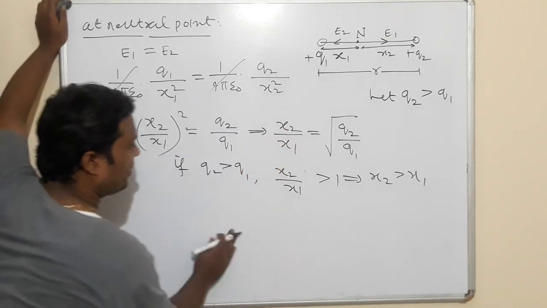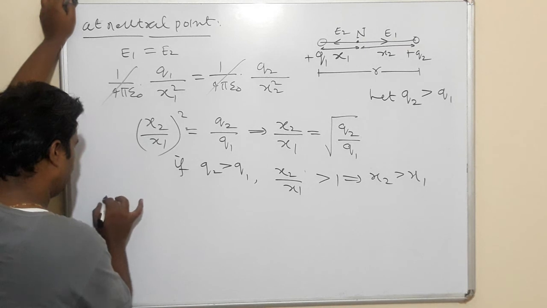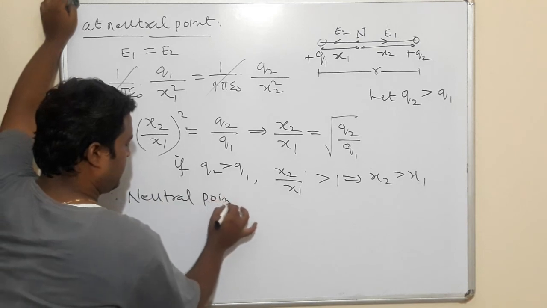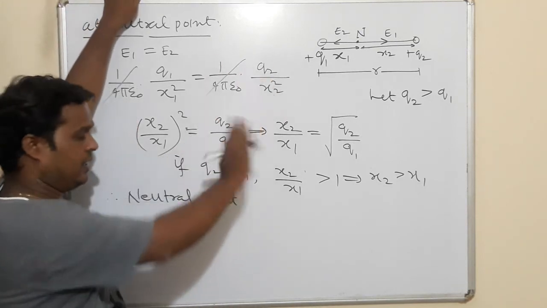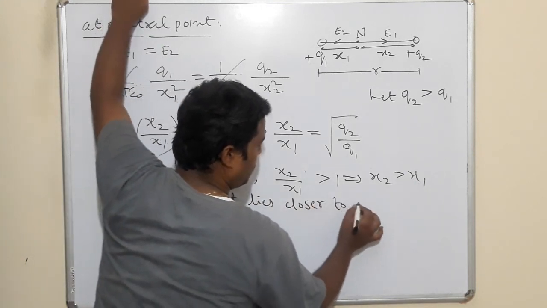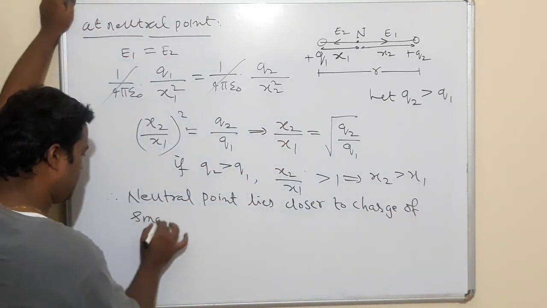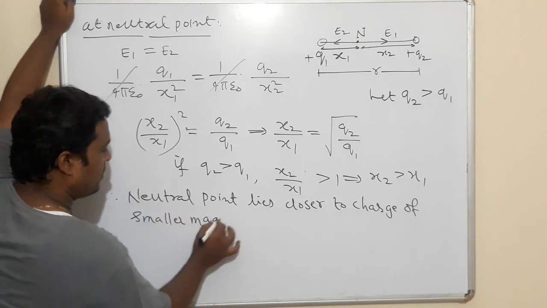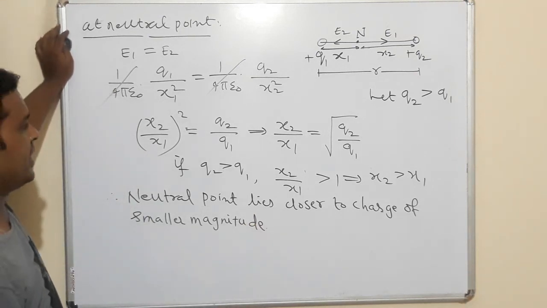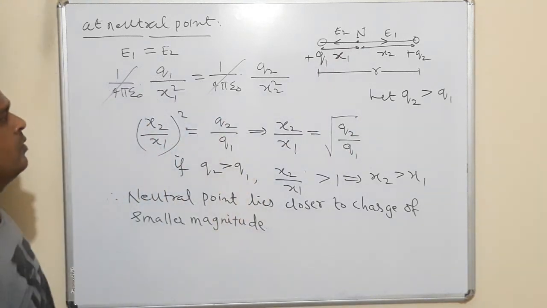See, that it indicates that, therefore, the neutral point lies, and this is true for a system of like or unlike charges. Neutral point lies closer to the charge of smaller magnitude. Okay, this you make it clear. How to find the neutral point? With some examples we'll learn it.